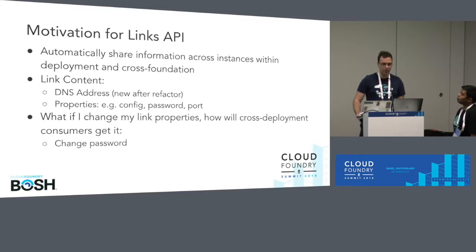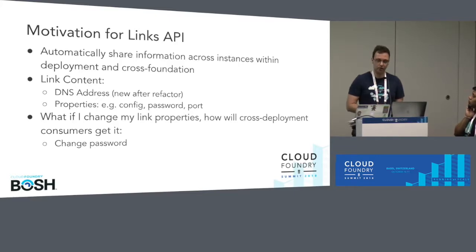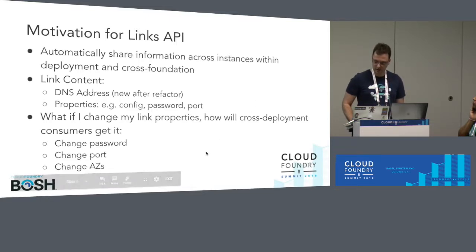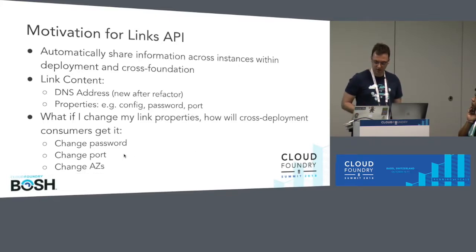Links API also enables future development, so operators can better visualize how changing a link might affect deployments, who is consuming links, and who is providing links within their foundation. A couple of our colleagues will elaborate more on that in a separate talk, which we'll mention a little bit later on. In terms of changing the link, better visualization would help you see what happens if a password changes, or a port, or AZs, for example.